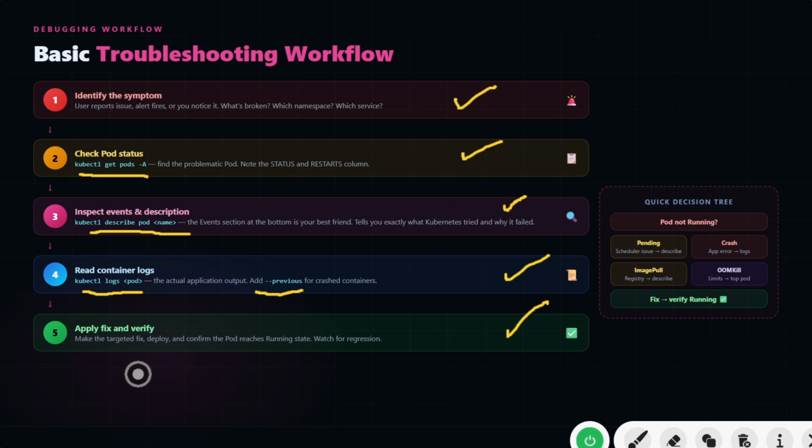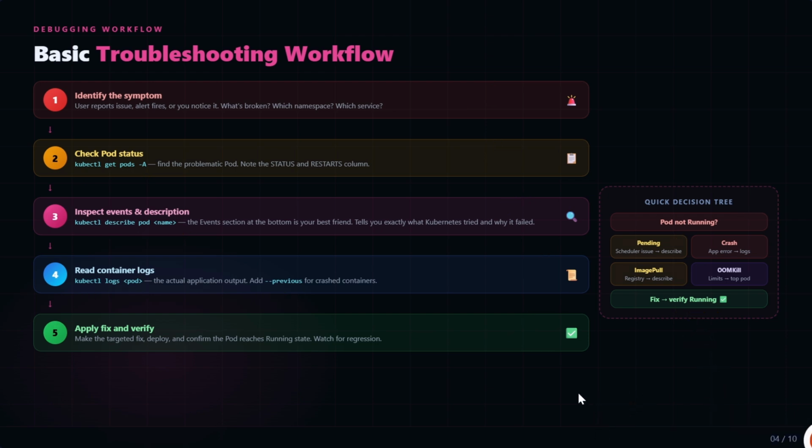And then finally apply the fix and verify. Make sure the fix is targeted, deploy it, and confirm the pod is in a running state. And here is the quick decision tree: if the pod is not running, it might be pending, an image issue, a crash, or an out of memory error. Fix it and verify whether it is running or not.